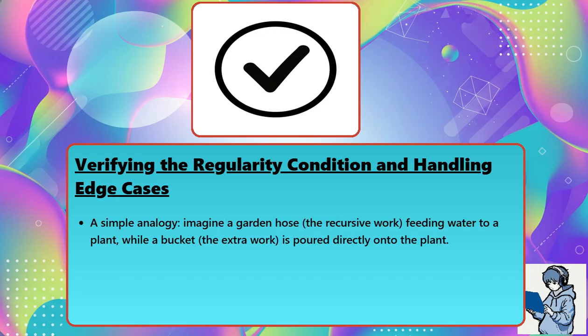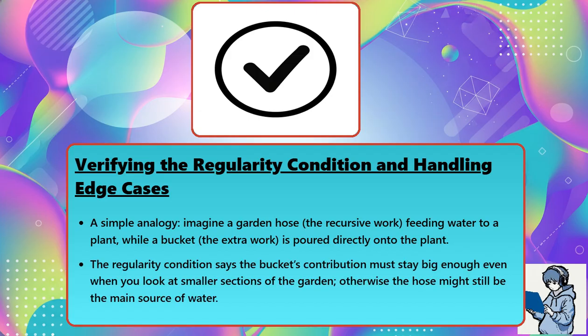A simple analogy. Imagine a garden hose which represents the recursive work feeding water to a plant, while a bucket representing the extra work is poured directly onto the plant. The regularity condition says the bucket's contribution must stay big enough even when you look at smaller sections of the garden. Otherwise, the hose might still be the main source of water.